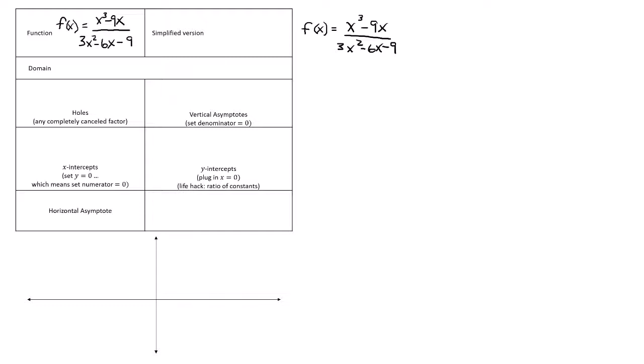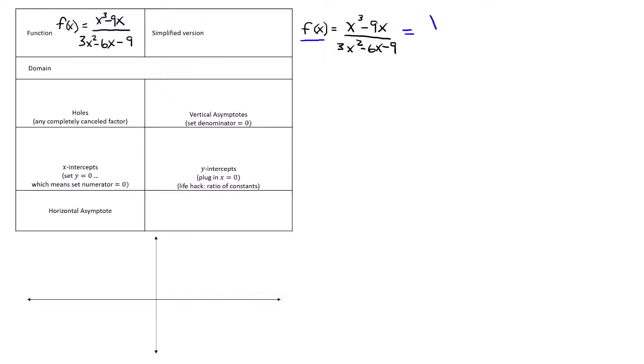So here's the function that we're going to work with: x cubed minus 9x divided by 3x squared minus 6x minus 9. All right, so the first thing we want to do is factor this thing. So the first thing we want to do is try to factor.